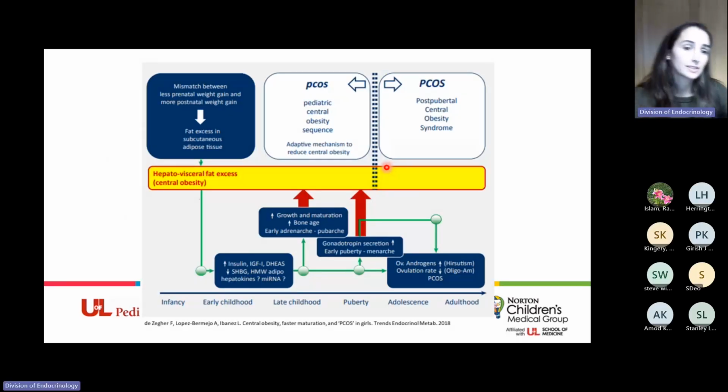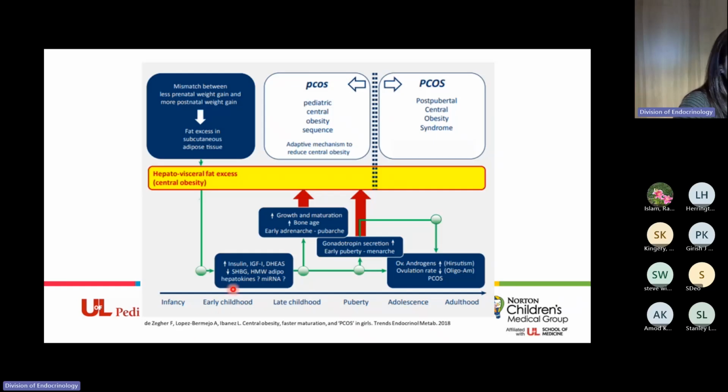So this is one of the theories that has been proposed to explain why that happens. Again, they mentioned that there is a mismatch between less prenatal weight gain and then very rapid and more pronounced postnatal weight gain that results in some fat excess, overall in subcutaneous adipose tissue, but also in visceral tissue. So they have excess deposition of visceral fat.